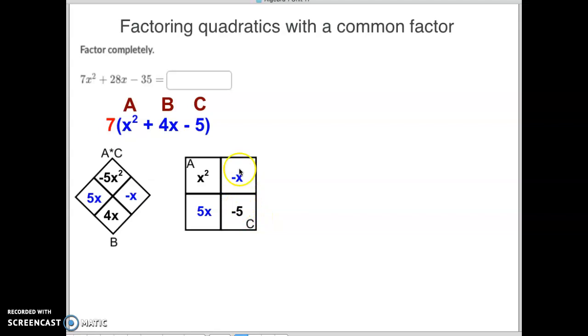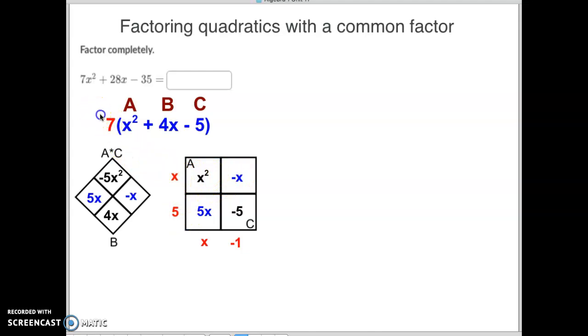Again, I like to take negatives out first. So I'm going to take these two. There's no numbers or anything in common except for a negative 1, so I'm going to take that out. These two here have an x in common. Now these two have a 5 in common, and these two have an x in common.